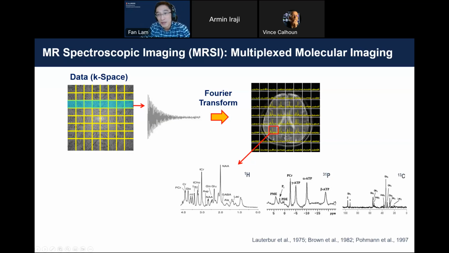or you can detect signal from carbon-13 containing molecules, potentially offering a quite comprehensive characterization of the metabolic profile in a spatially resolved fashion. And if you do proton and phosphorus, you can do it label-free. So this potentially provides a very powerful multiplex molecular imaging tool for studying the brain in vivo.